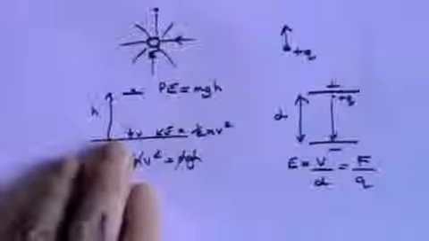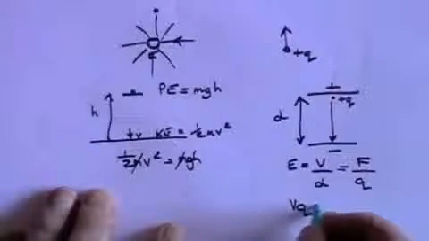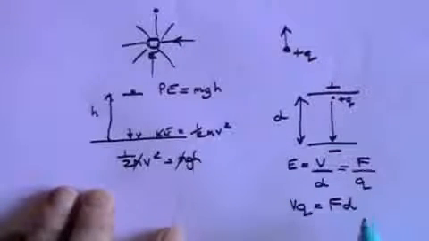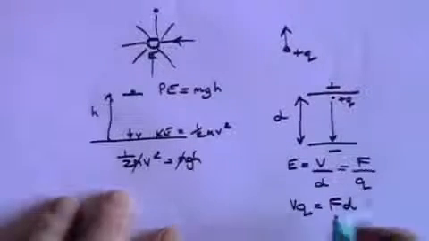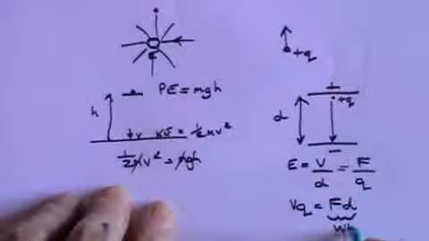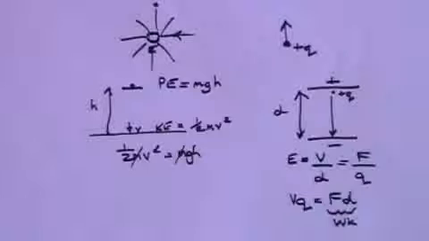And if you multiply those out, then you can say that Vq equals Fd. But what is force times distance? Force times distance is a measure of the work done, or the energy. And so now we see why Vq is a measure of energy.